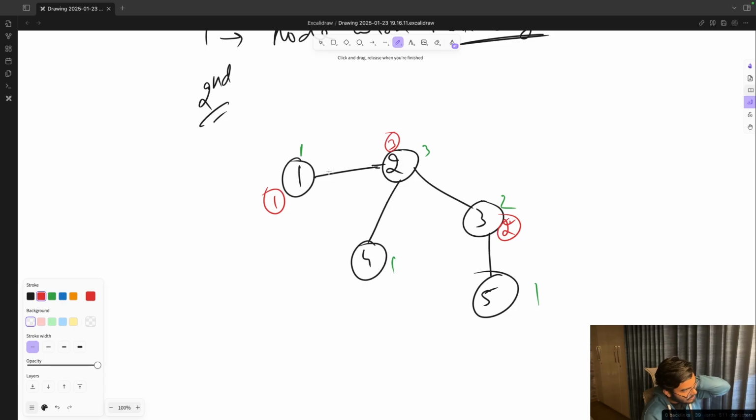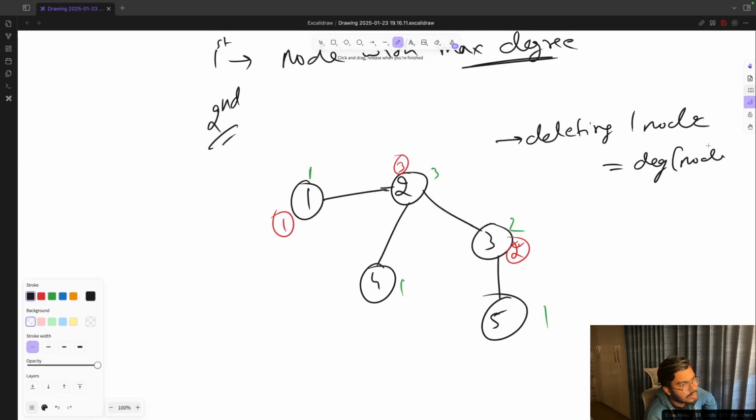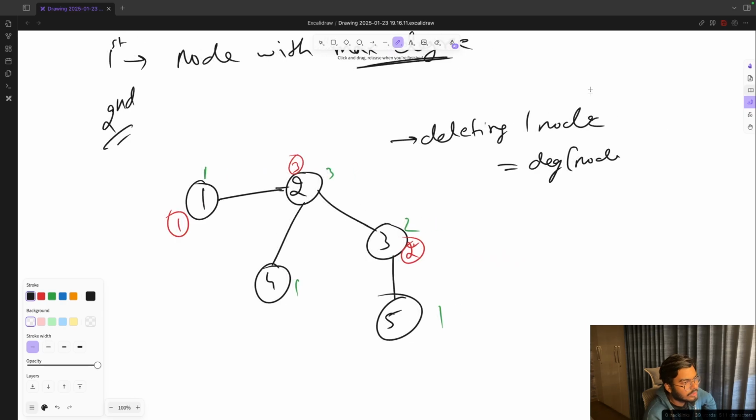So that is why this edge is dividing this whole graph into 2 connected components, because every edge is a bridge. It will divide the whole graph into 2 connected components, but we are also deleting the node itself. That is why it will decrease the number of connected components. So what I can say from here is deleting one node will give the degree of the node connected components, right? So that will improve my answer.